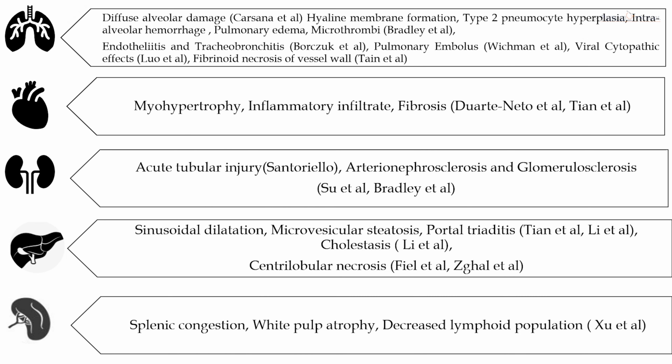The virus binds to the ACE2 receptors, which are present in the entire epithelial lining, and this causes a decrease in ACE2 function and dysregulation of the renin-angiotensin system, which results in increased vascular leakage and inflammation, giving a picture of ARDS. Hyaline membrane formation, type 2 pneumocyte hyperplasia, intraalveolar hemorrhage, pulmonary edema, and microthrombi, which were seen in our study, were also seen in a study by Bradley.